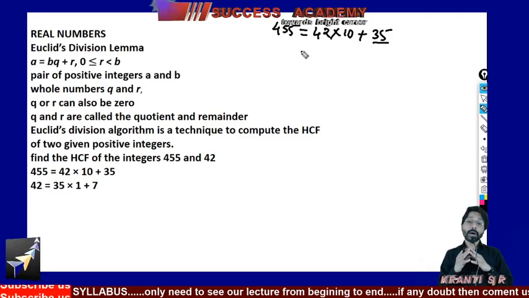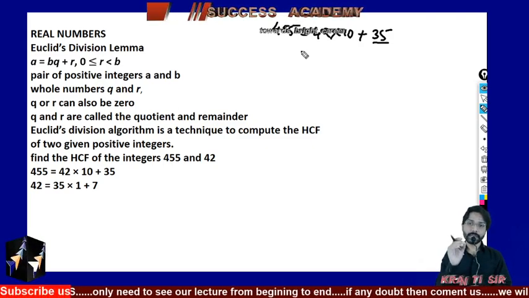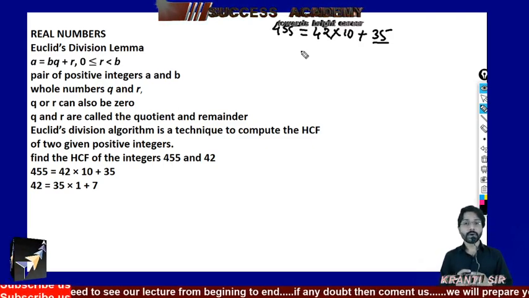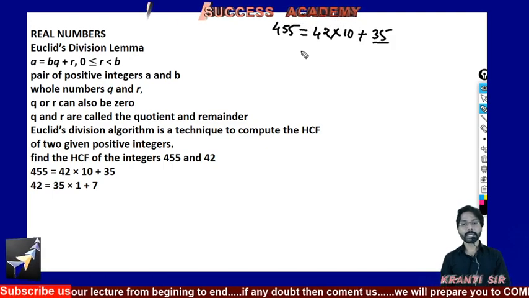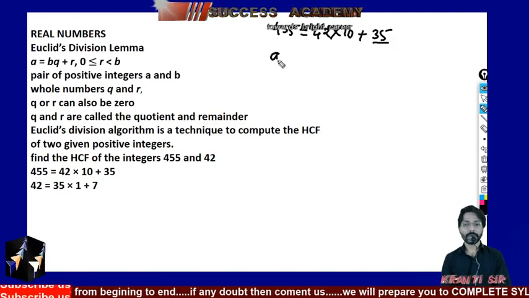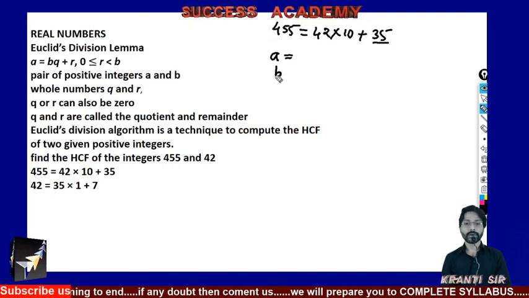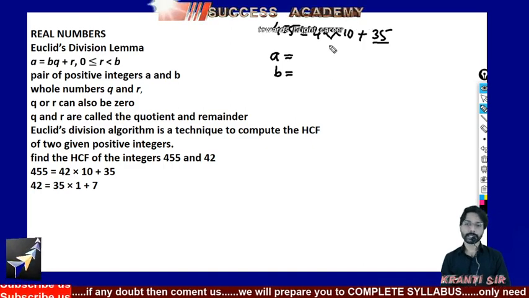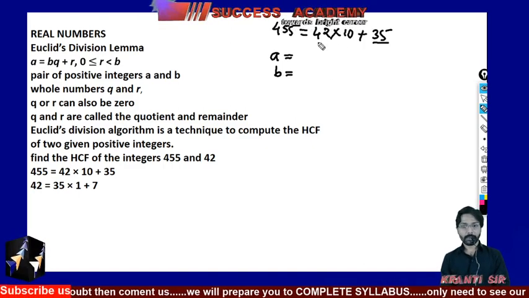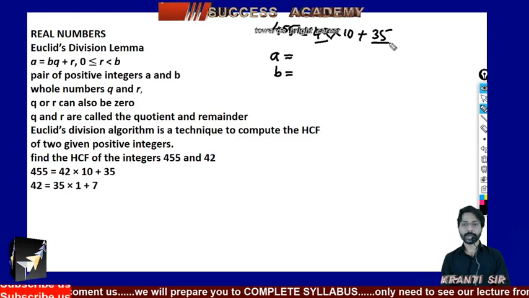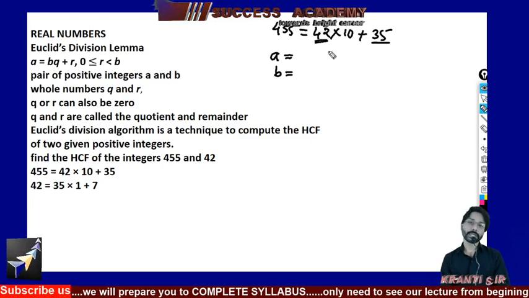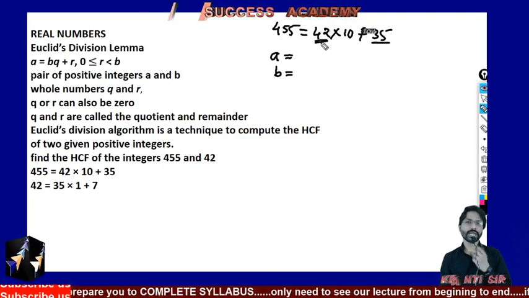So now again the question arises in the mind of the student: sir, which number do I have to consider, the value of A and the value of B? Here is the answer. You have to think about these two numbers, the remainder and the divisor. Now which one is greater?